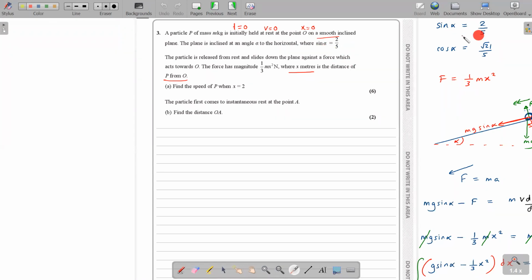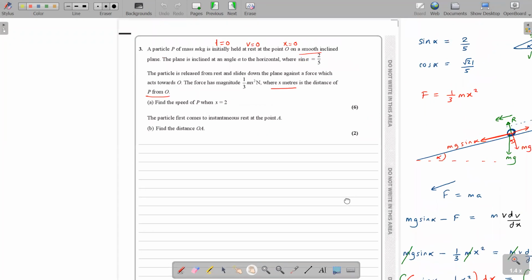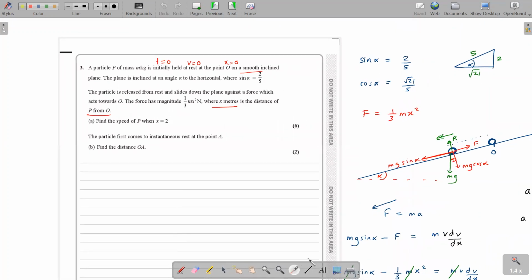When they give you sine alpha is 2 over 5, you can immediately get the value of cos alpha, right? Because most of the time when you're resolving, you'll need sine alpha and cos alpha. So you can quickly derive the value of cos alpha. I think that's pretty standard.